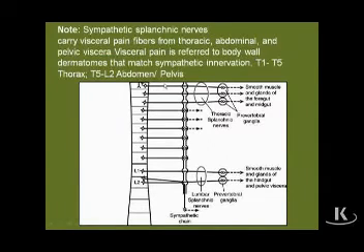Note that splanchnic nerves, sympathetic splanchnic nerves, carry visceral pain fibers back from thoracic, abdominal, and pelvic viscera. And these visceral pain fibers participate in a phenomenon known as referred pain, where if there's a pathology associated with a thoracic, abdominal, or pelvic visceral structure, because the visceral pain fibers course back with the sympathetic innervation, the visceral pain will be referred to a body wall dermatome that matches the sympathetic innervation of the affected structure.